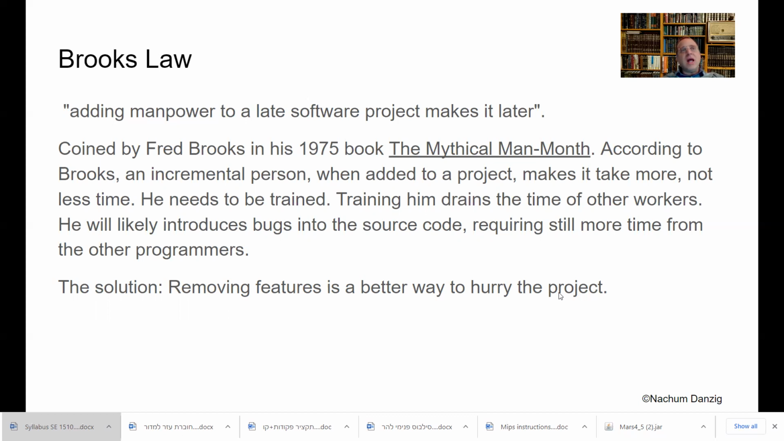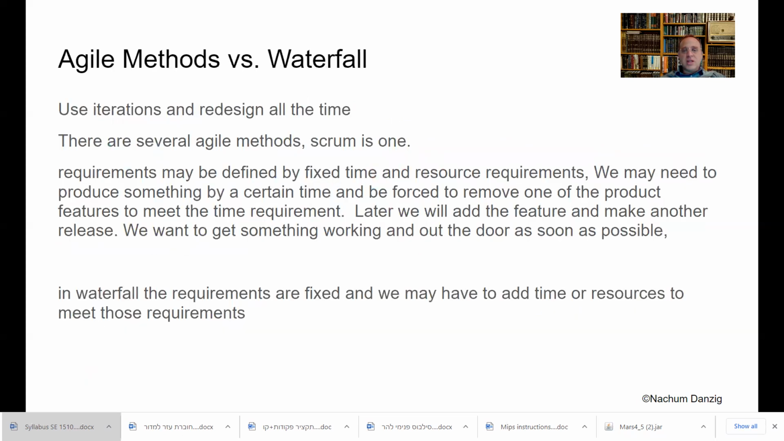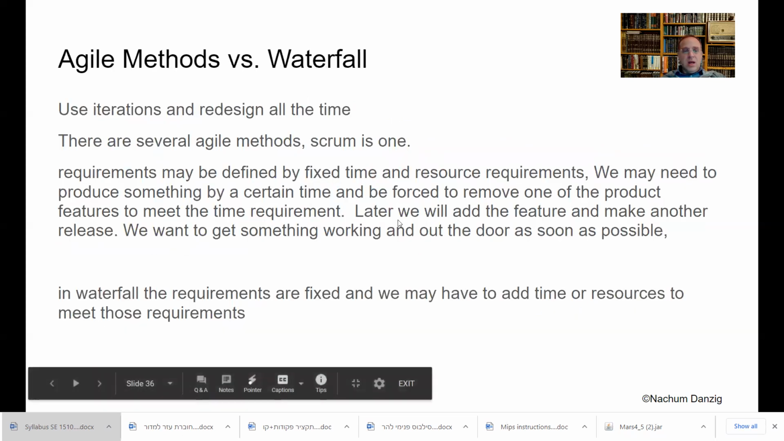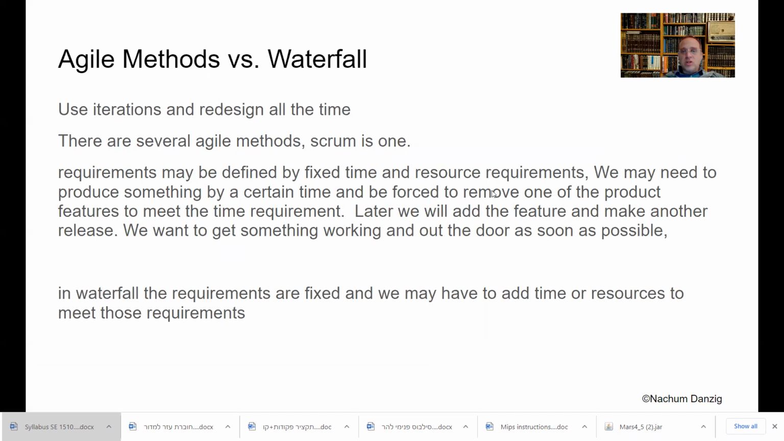You just say, well, we want to get it out. We're not going to do this feature. Which features can we get rid of? Which features will make the project finish quicker? Just remove features. So that's what I mean when I say we may need to produce something by a certain time and be forced to remove one of the project features to meet the required time. And we're not going to add more workers. That's just going to slow us down. Later, we will add the feature and make another release. This is the Agile method.